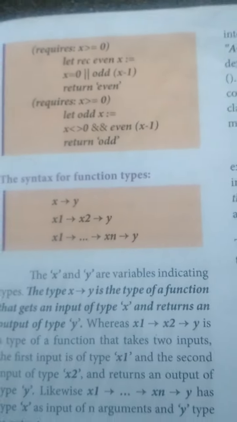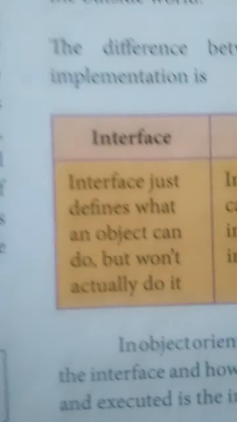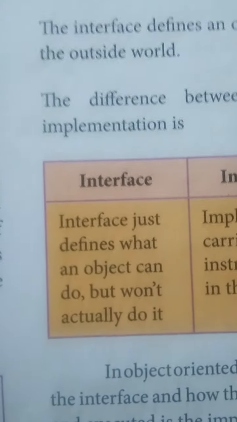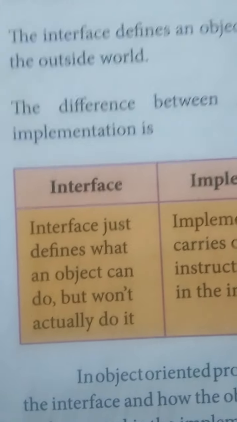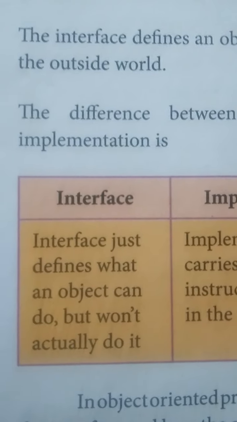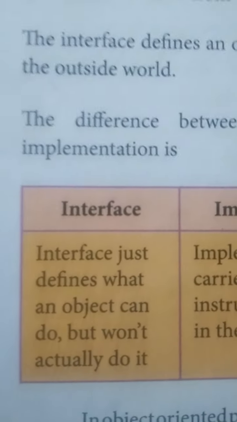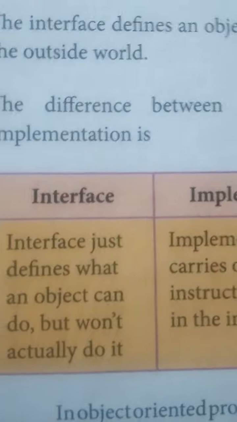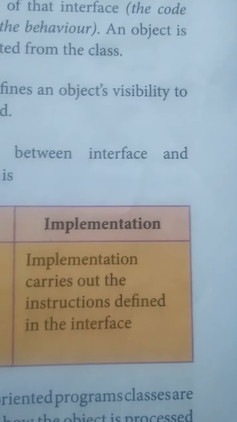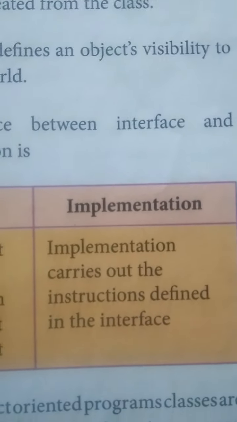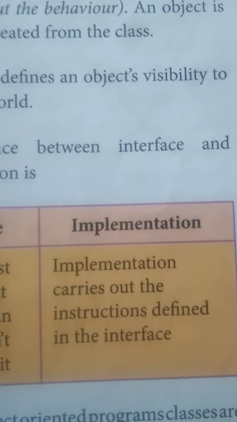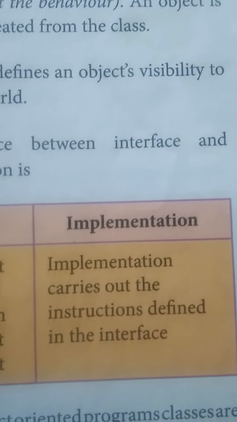Next, we are going to have interfaces and implementations. What are interfaces and implementations? Before that, what is an interface? An interface defines an object but won't actually do anything. Interface means it only has the definition. It isn't going to do anything. That is an interface. And next we have an implementation. Implementation is a definition of the interface. It is going to carry out the functions.